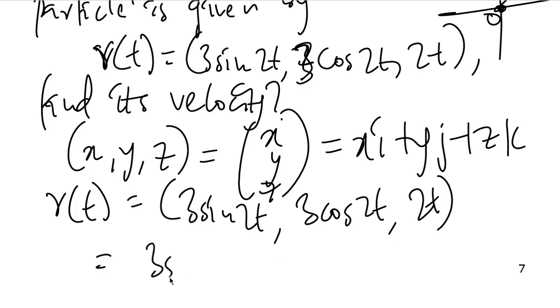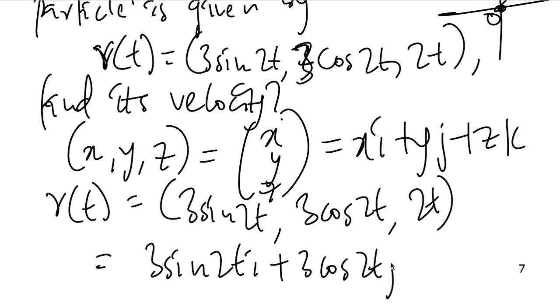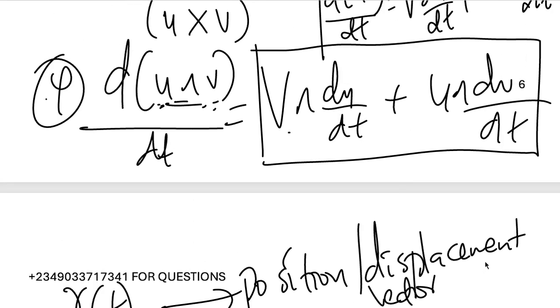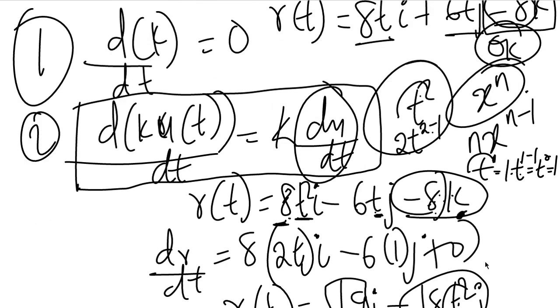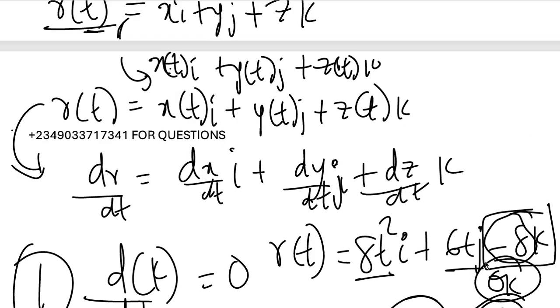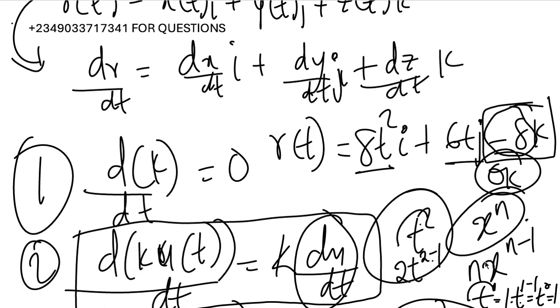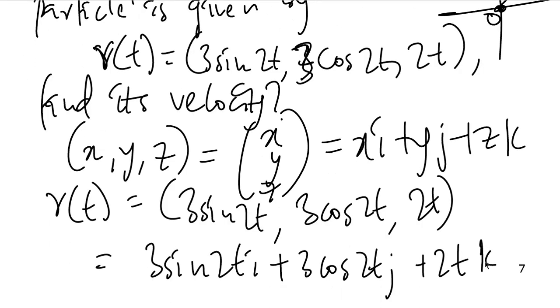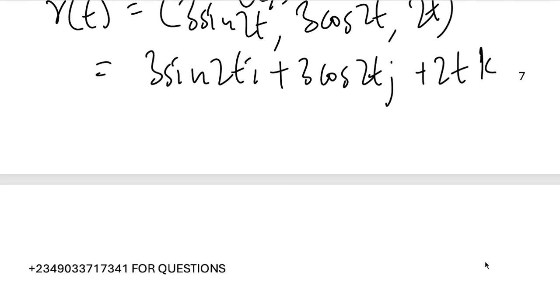We're going to have 3 sin 2t i, plus 3 cos 2t j, plus 2t k. And then according to what I stated earlier, dr/dt is generally going to be dx/dt i plus dy/dt j plus dz/dt k, right? So we differentiate component by component, part by part. So for the 3 sin 2t i, that's why it's important to know the derivatives of these basic identities.